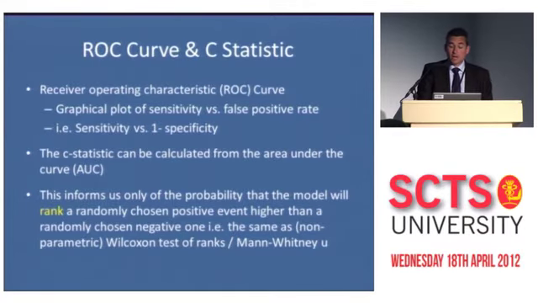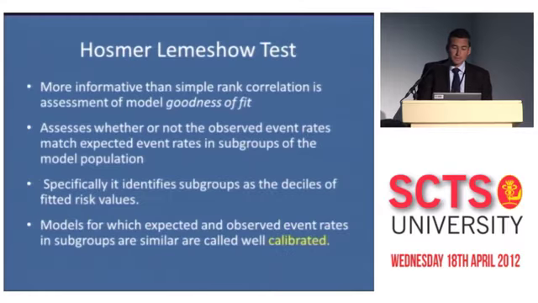And this informs us only of the probability that the model will rank a randomly chosen positive event higher than a randomly chosen negative event. So it's the same as a Wilcoxon rank, similar to the Mann-Whitney U test.